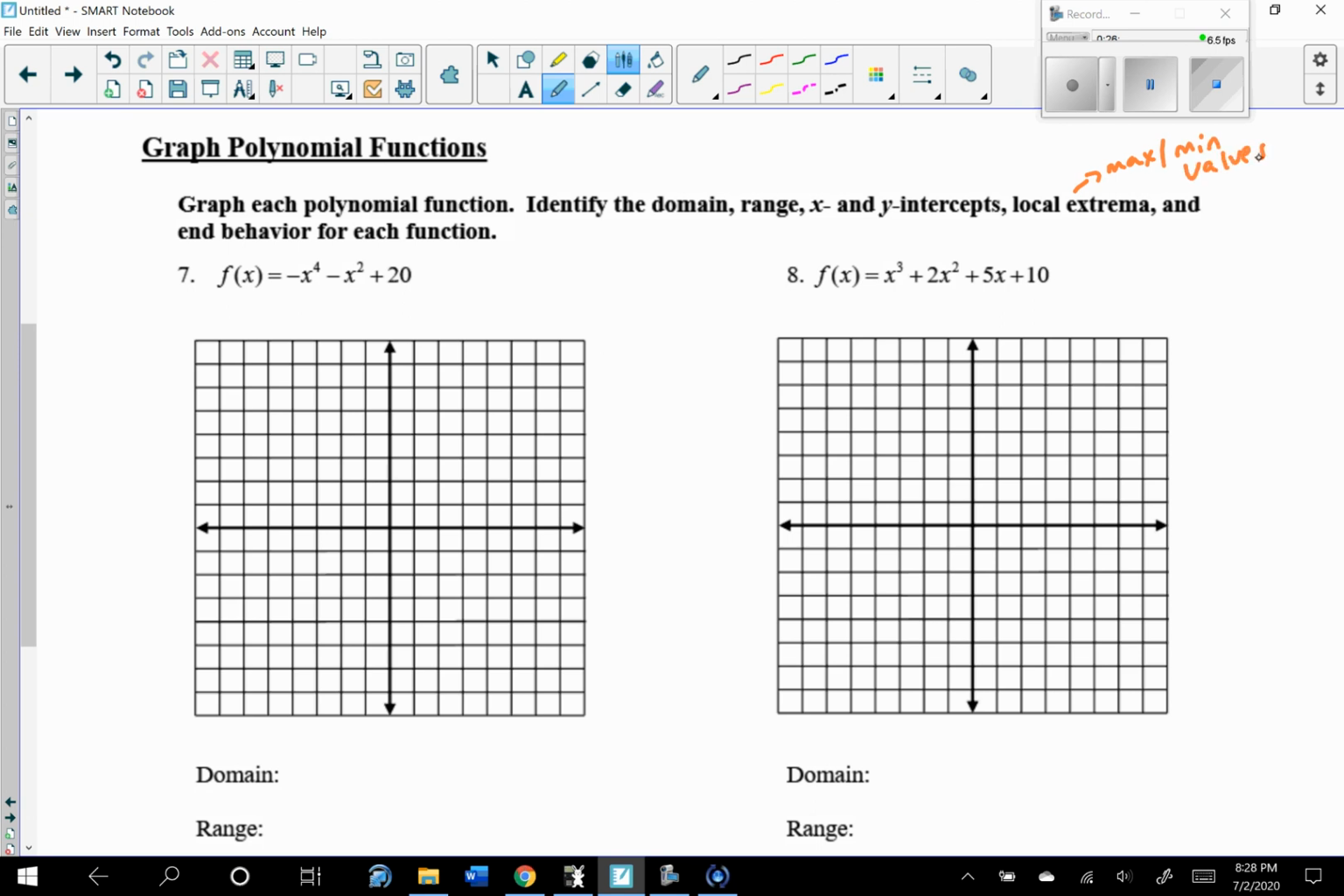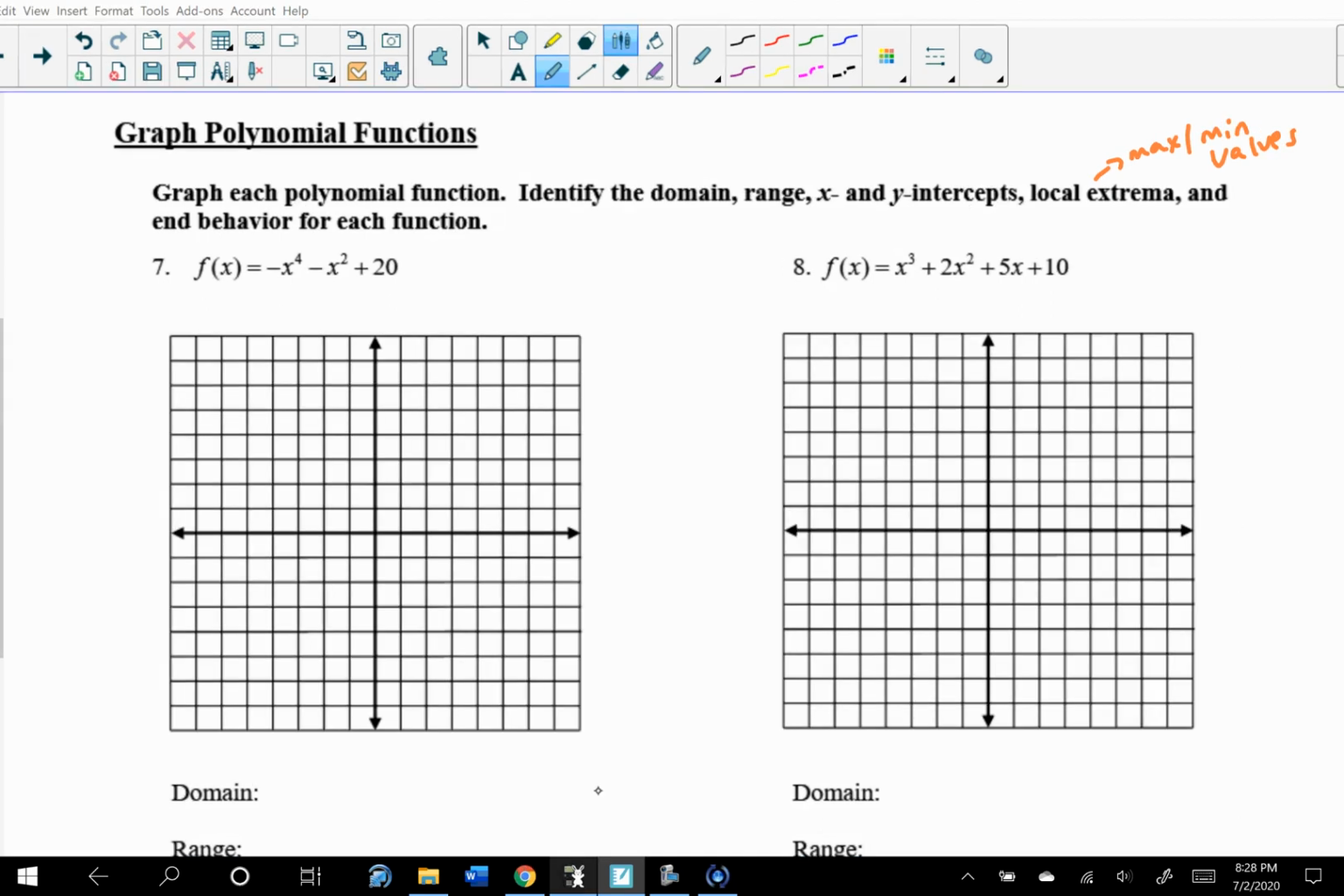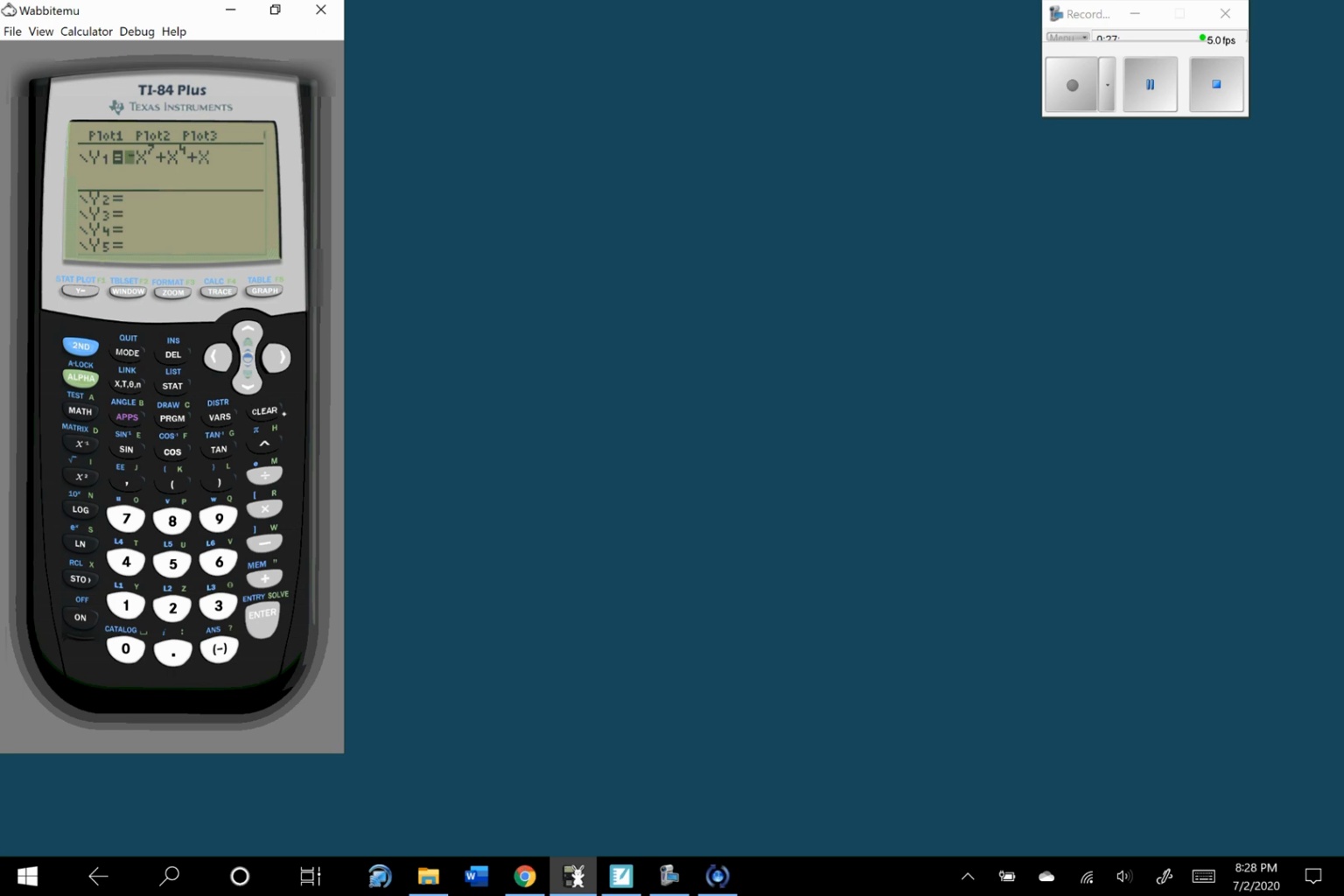All right, so to look at this, we're going to use our calculators to help us. We're going to plug this into our y equals on our calculator. We're going to learn how to do these without our calculator eventually, but for now we can use our calculator. Negative x to the 4th power minus x squared plus 20. If I hit zoom 6, which is a standard window from -10 to 10 for x values and -10 to 10 for y values, I know that this is not a good window because I don't know which way my graph's going.